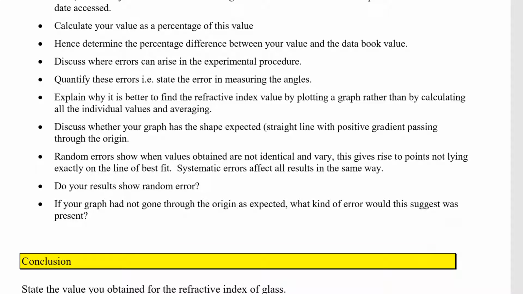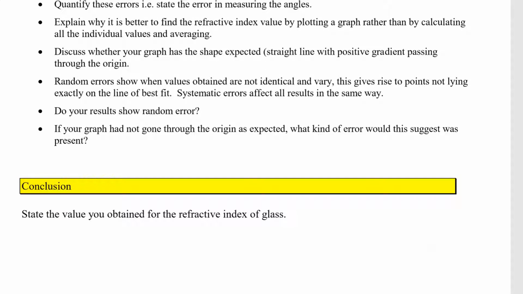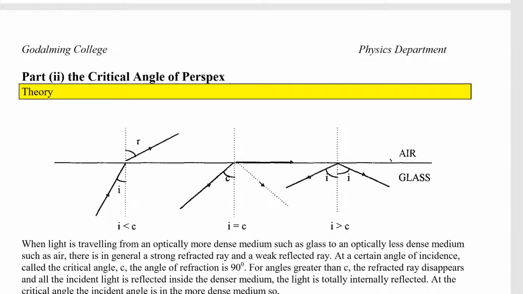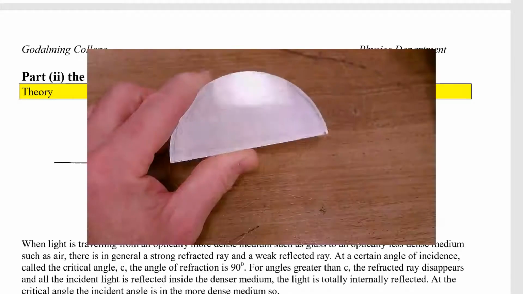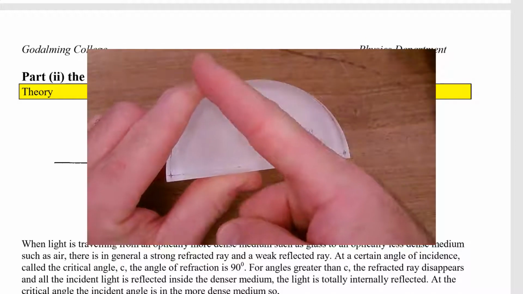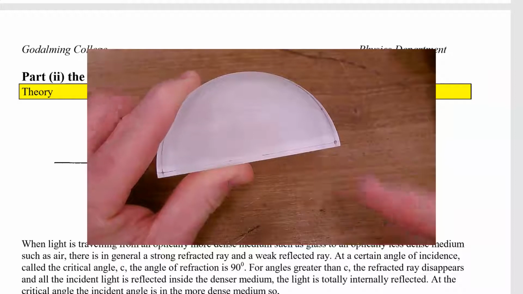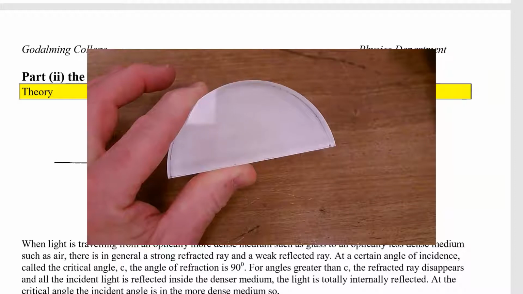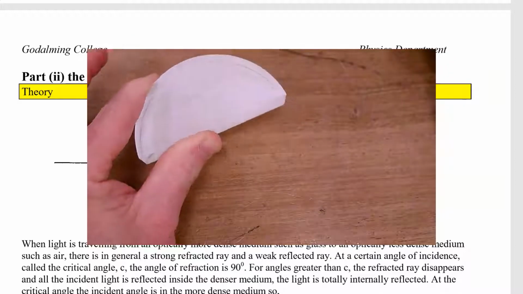Answer the questions, and then you've now finished the first part of the experiment, and you can move on to the second one, which is much shorter, which is finding the critical angle of Perspex. For that experiment, we're going to use a semicircular block, because this means that we can now have all of the angles coming into here as being normal. That means that we don't need to worry about measuring that angle. We know it's 90 degrees, so it's fine.